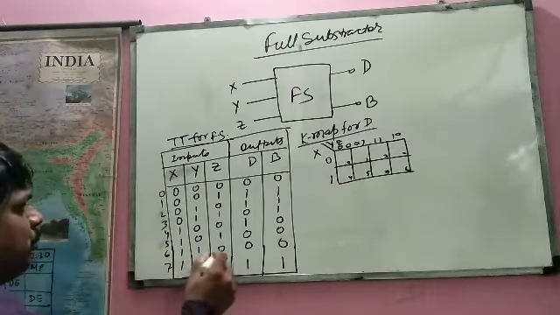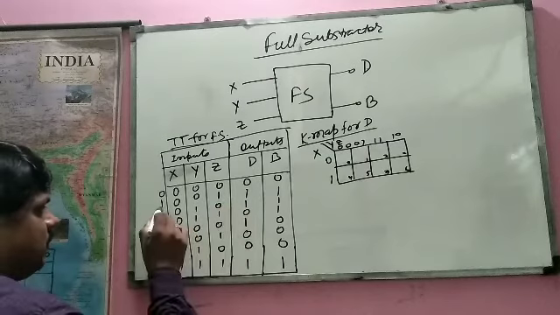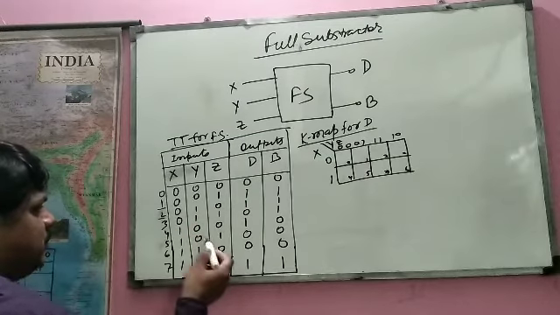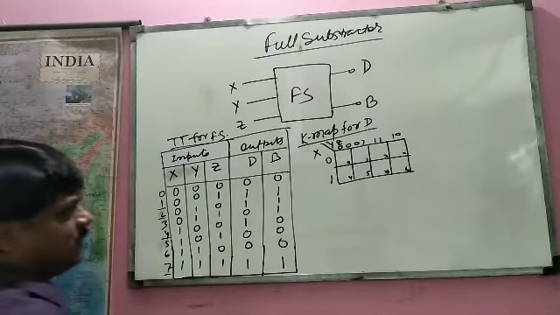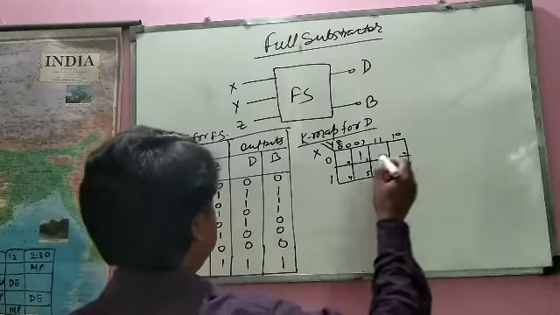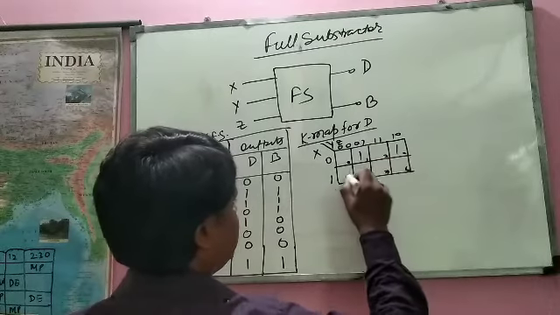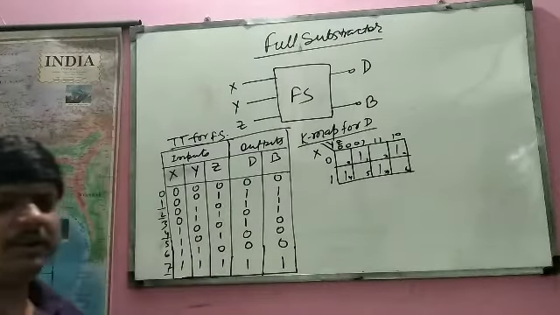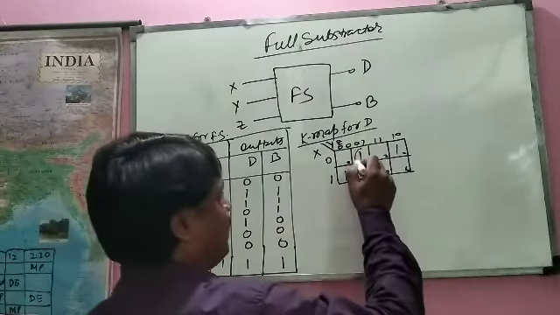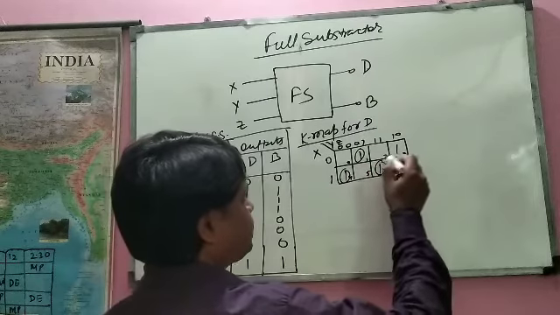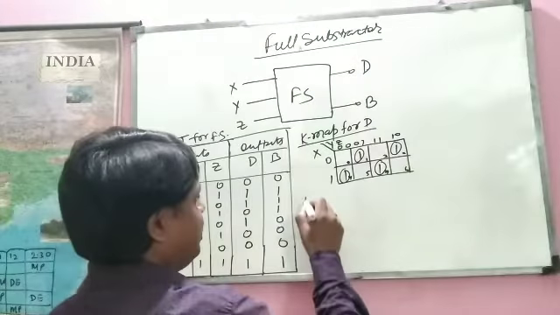Okay, so now the 1s for D are at position 1, position 2, position 4, and position 7. So 1 at position 1, at position 2, at position 4, at position 7. So it is very similar, exactly the same as what we achieved in the full adder.